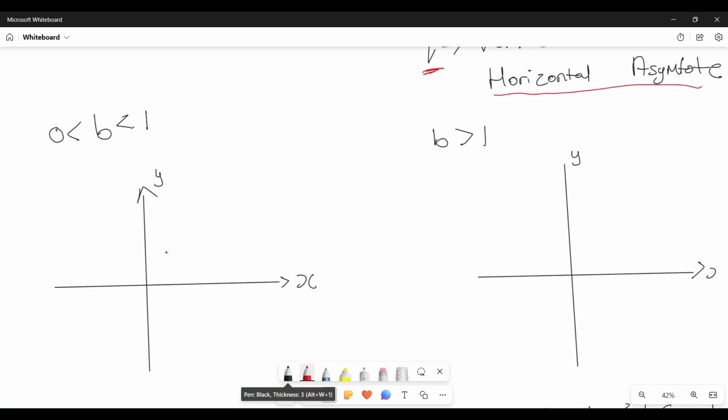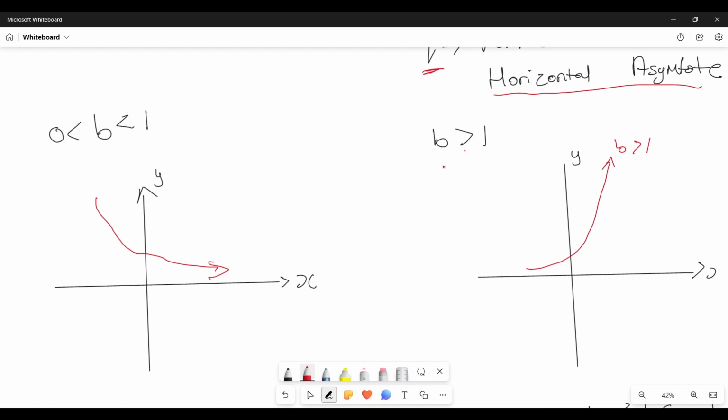So now if b is greater than 0 and less than 1, then our function will be a decreasing function. So now our function will look like this. So now our function will be a what? A decreasing function. Now if b is greater than 1, then our function will be an increasing function. That's when b is greater than 1.